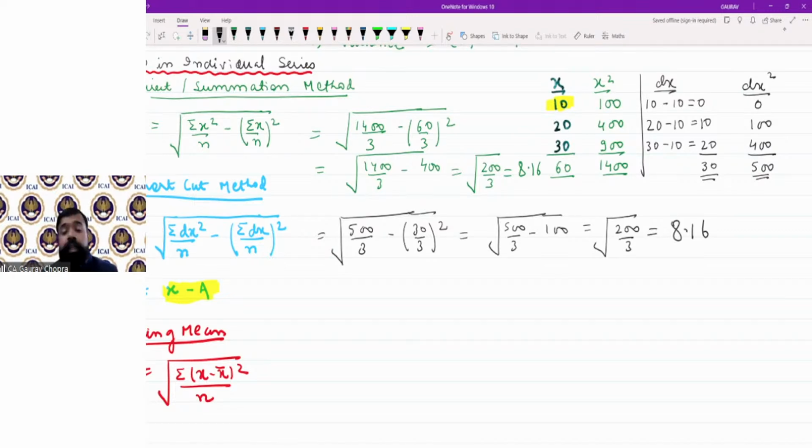So Manish Jain has got the answer. Mahima Jain has also got the answer, 8.16. Okay, so this is the answer using both the methods.